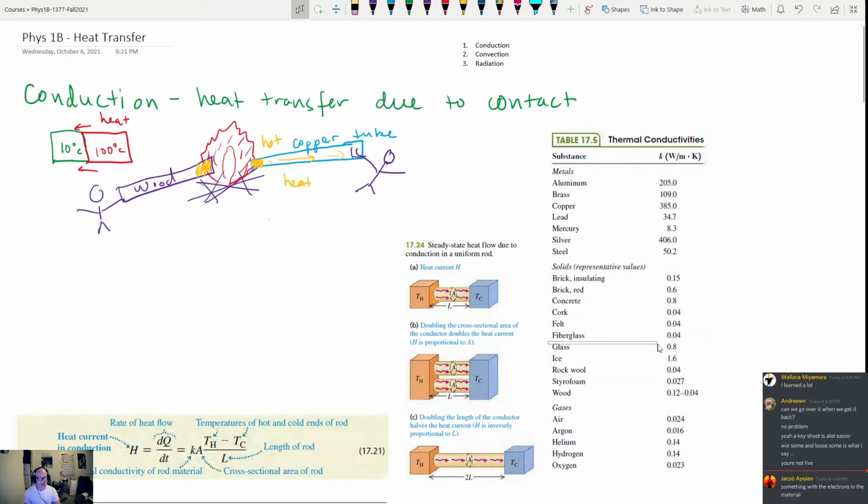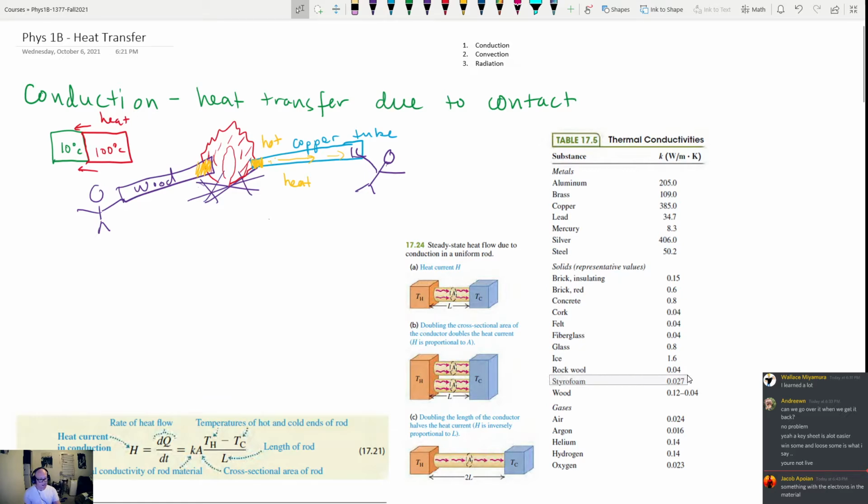So something like glass, it's 0.8. Styrofoam is one of the best insulators that we know of, and it has a thermal conductivity of 0.027. That means it's really bad at conducting heat, which is a good thing when you want to keep something cold or when you want to keep something hot, right? If you've got a styrofoam cooler, you can throw a bunch of ice in it, throw a bunch of sodas in there, and they will stay cold for a long period of time. They'll get really cold.